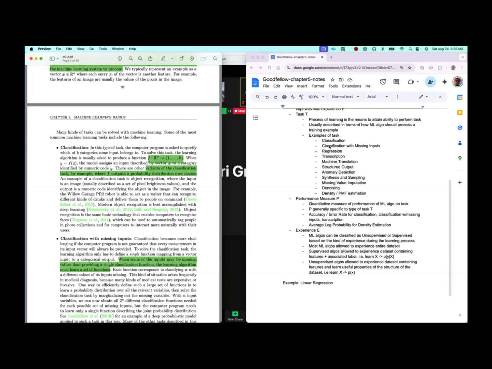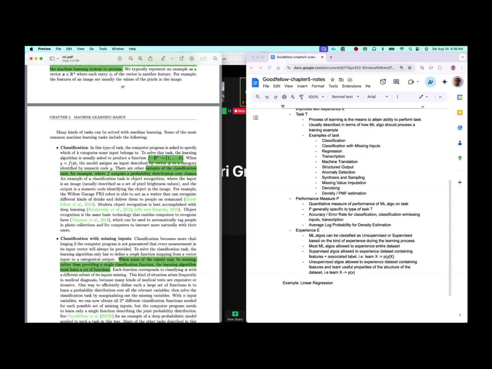So classification, everybody knows. You take n-dimensional data, where your X has n features, and project it into a space of a set of discrete K classes. That's what this means. Instead of projecting to a set of discrete K classes, you can also project it to a probability distribution.